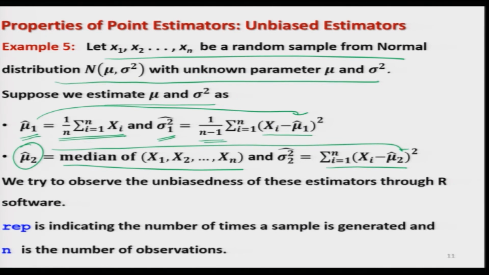So, notice one thing: here I have not used any divisor like 1 upon n or n minus 1. It is simply the sum of squares. Now we try to observe, between these two estimators of mu and sigma square, how we can get an idea whether these estimators are unbiased or not.